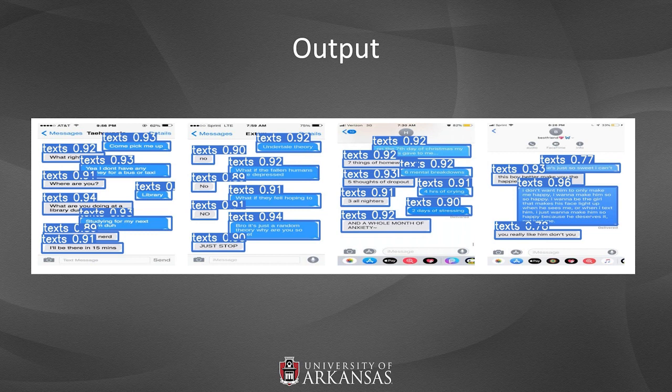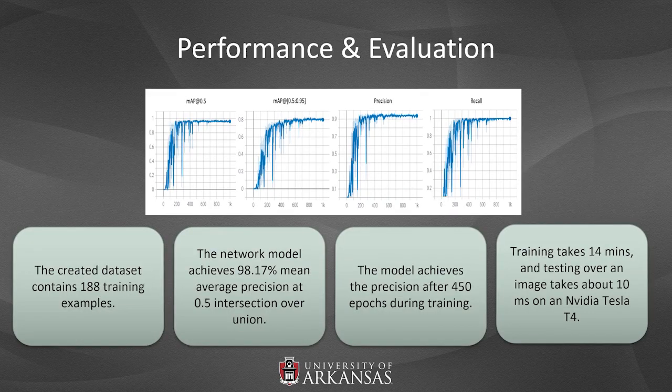These are the results of the content detection model. The input dataset consists of message app screenshots, and the output images have squares around detected sensitive data. Each square also is tagged by a category and a confidence interval. During the training process, the model had an input dataset of 188 examples, and it was able to achieve a precision of 98.17% after 450 epochs. The training process took about 14 minutes. To test one image, it took about 10 milliseconds, and the evaluation process was carried out on a NVIDIA Tesla T4 GPU chip.